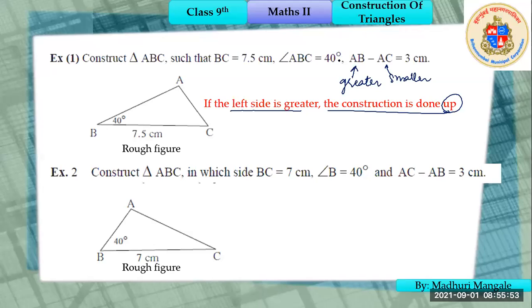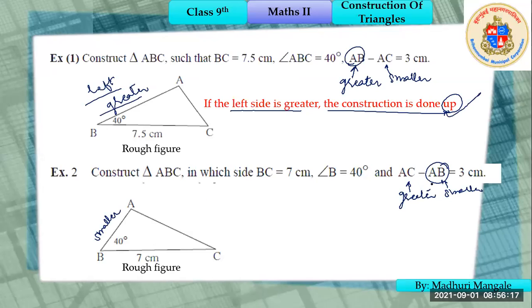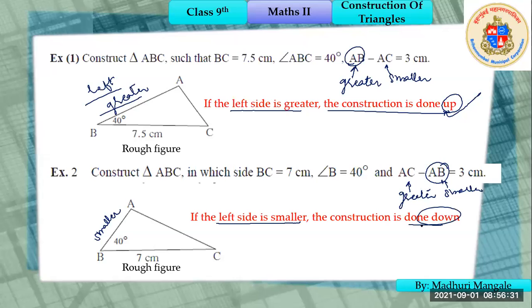So if you check, AB is greater here, the left side is greater, that's why we do the construction up. And for the second case, AC is greater and AB is smaller, so greater minus smaller. You notice AB is smaller in this case. Just by looking at what is given, you can clearly identify which type of construction is to be done. In this case, since the left side is smaller, the construction is going to be done downwards.